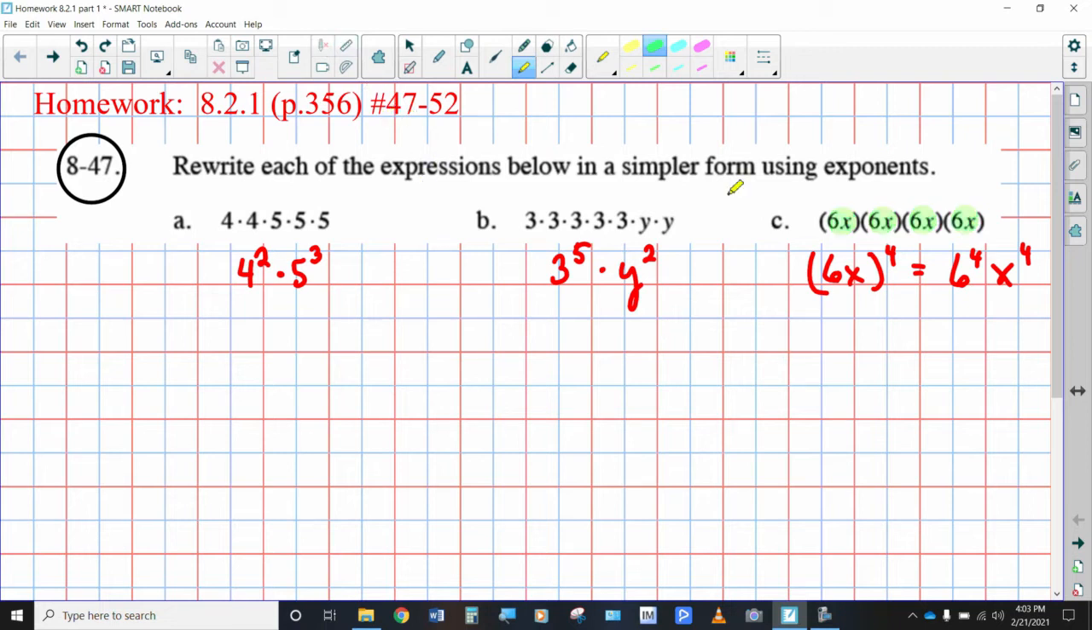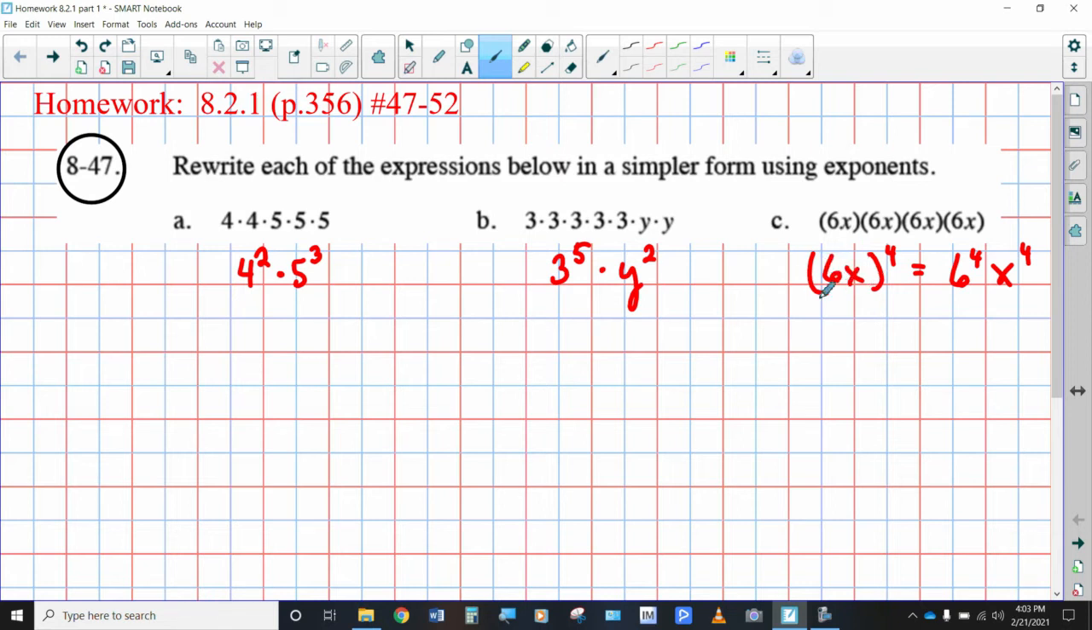Or you could remove the parentheses and rewrite it as 6 to the fourth and x to the fourth, which, by the way, when we learn next week about exponent rules, you're going to learn this particular problem is called the power of a product. Product being that these are 2 factors being multiplied together. So the answer to that multiplication problem would be the product.